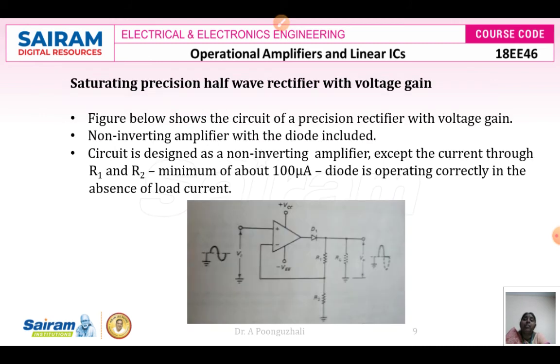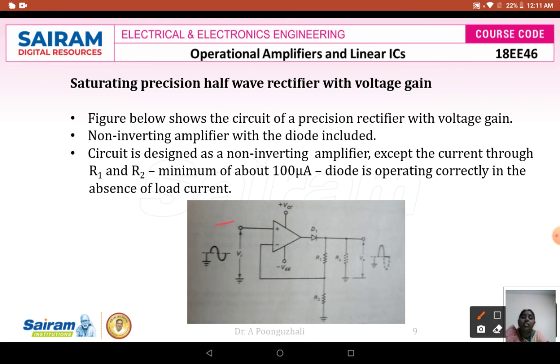So a saturating precision half wave rectifier with voltage gain. If I want to have a voltage gain, I can introduce a feedback resistance there. So you can see that this is nothing but a non-inverting amplifier configuration, where at the output I am going to have a diode D1 alone present. Okay. So now in this circuit, a positive signal is going to be applied to the non-inverting amplifier.